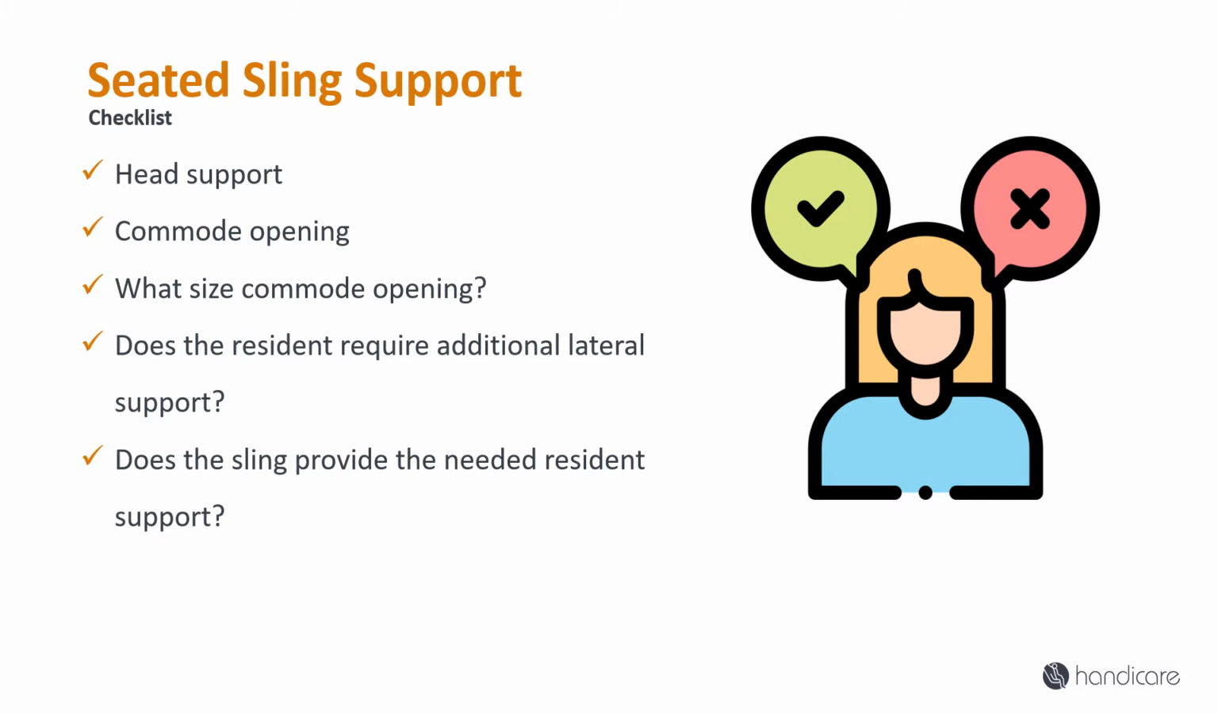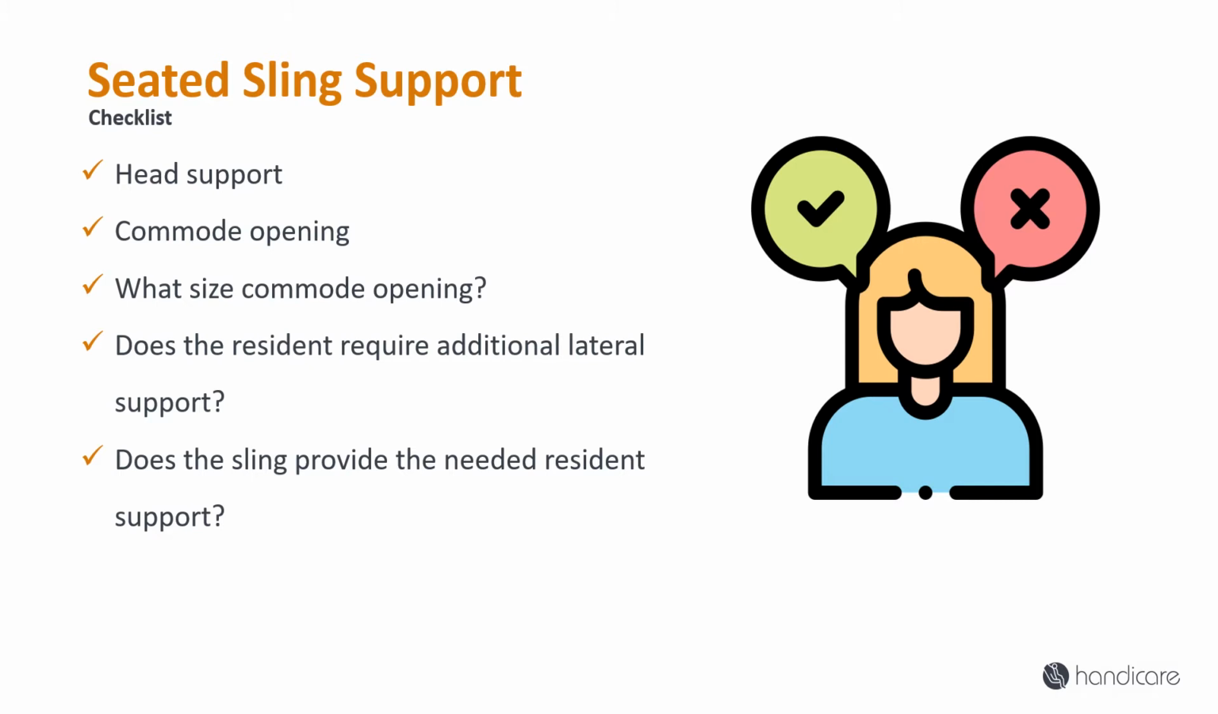If, however, you do require a commode opening, you have 4 options: the universal sling, deluxe hammock, and Comfort Care sling. To narrow down the options, what size commode opening will the resident require? A small opening, like the hammock or Comfort Care sling? A small to medium opening, like the deluxe hammock? Or will they require a medium-size opening, like the one found in the universal sling?